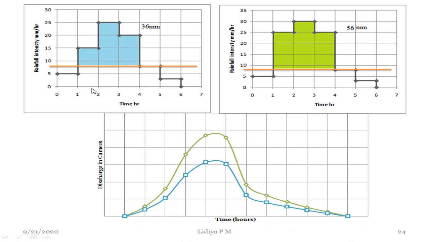So consider two different intensity rainfalls. Okay, two different intensity rainfalls, and this represents the losses. Okay, this represents the losses, and if you consider effective rainfall or rainfall excess, here it is 36 mm, here it is 56 mm. Okay, so the rainfall intensities are different, but the duration of rainfall excess is 3 hours. Here also it is 3 hours.